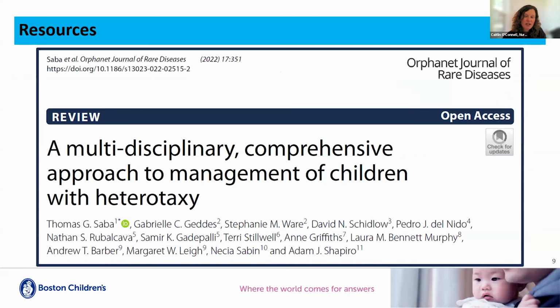So this publication here, some of you may have seen, it was put out in 2022. Dr. Schidlow and one of our cardiac surgeons, Dr. Del Nido, took part in drafting this care guidelines paper, which really does more of a deep dive and explains the approach to care that mirrors our approach at the Boston Children's Hospital Heterotaxy Program.